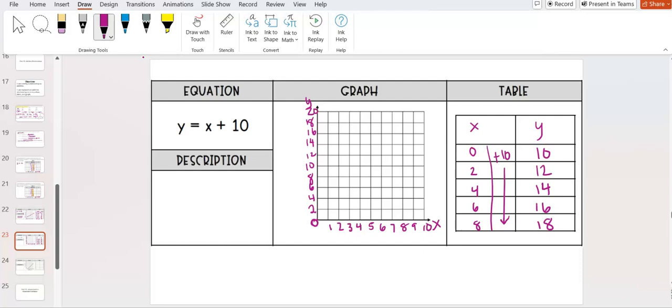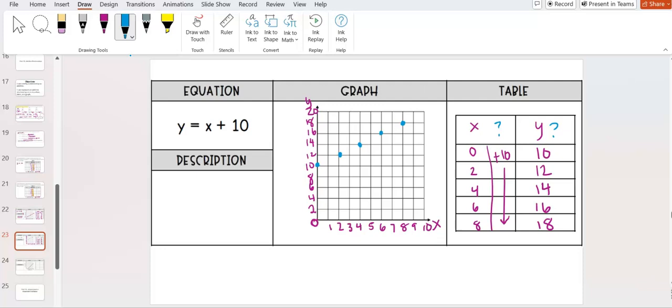Now, when I go to put my dots, I should be able to reach and fill in my graph. So 0, I'm going to do a different color so you can see my dots better. 0, 10 is my first dot. 2, 12 is my next. And then 4, 14, 6, 16, 8, 18. There we go. That is my graph. But now we have to fill in what's the point, what's going on here.